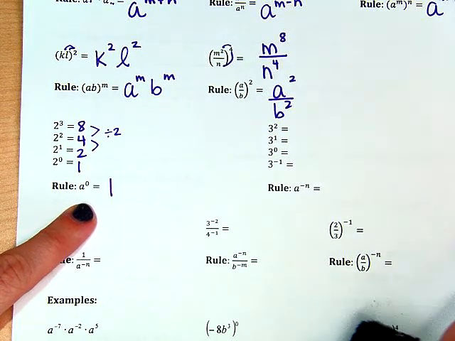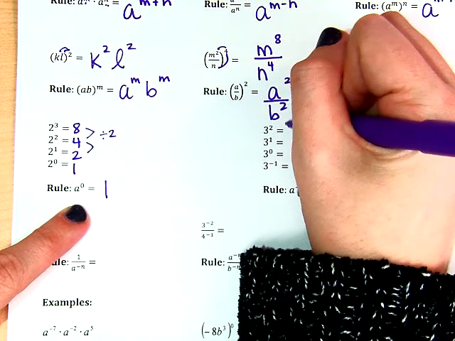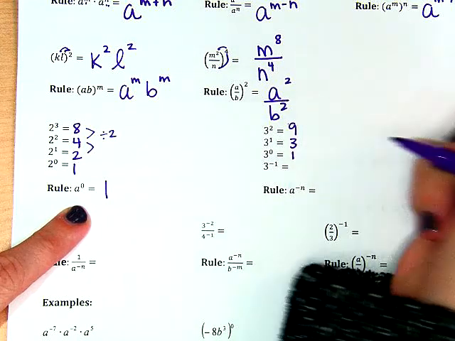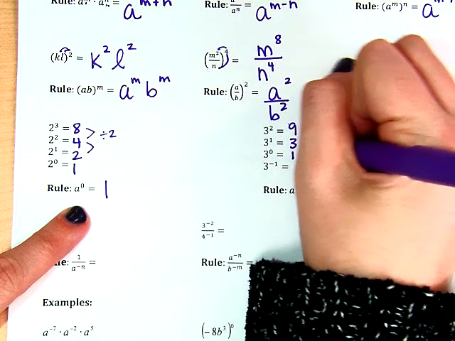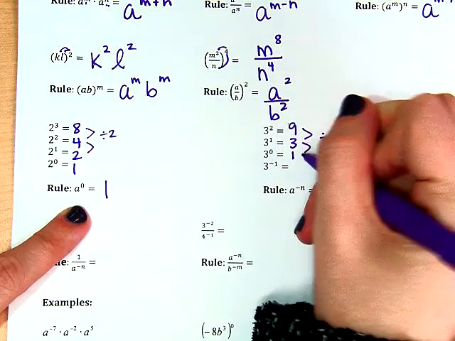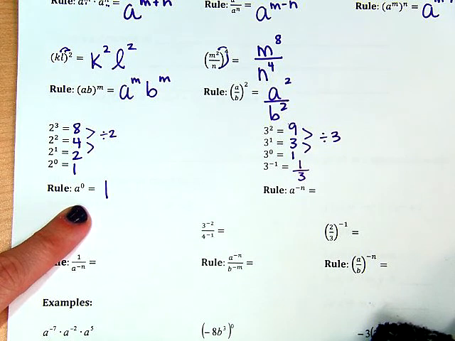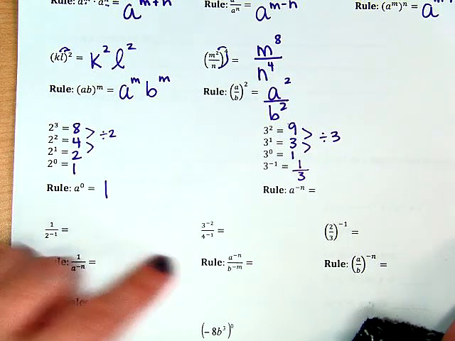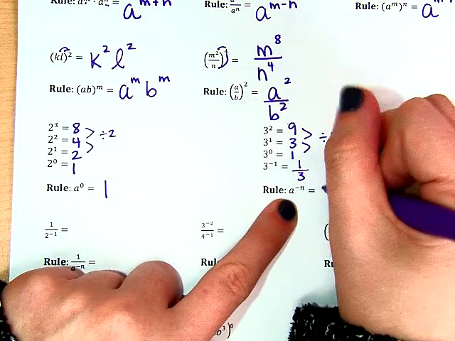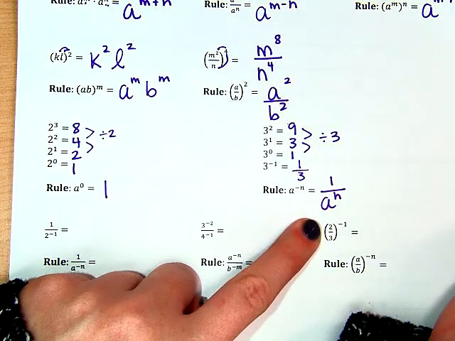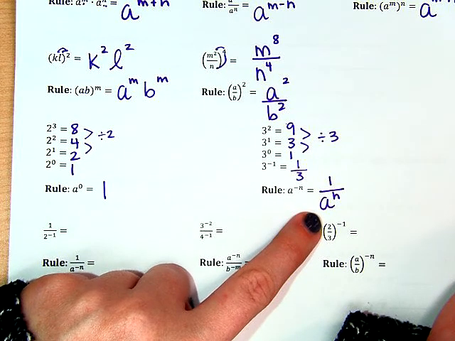Anything. Same thing here. We have 3 squared, 9, 3 to the 1st, 3, 3 to the 0. We know it's going to be 1. And my pattern here, I'm dividing by 3. So as I keep going, as I divide by 3, I get 1 over 3. So when I have something to a negative power, it becomes 1 over that number to that power.